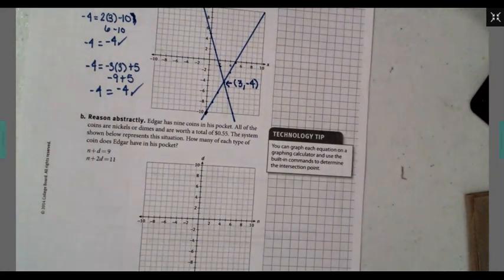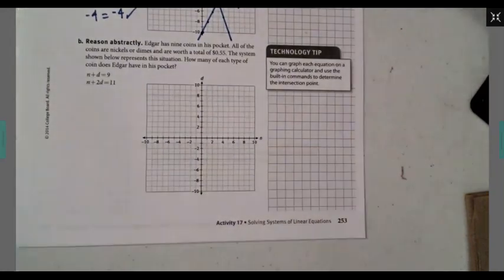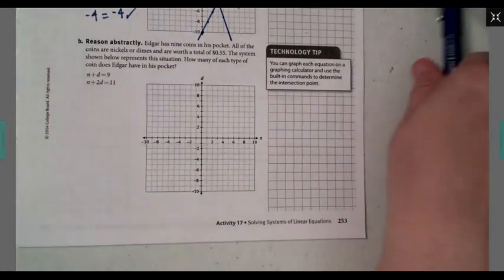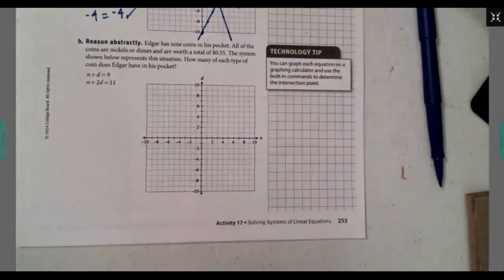B, reason abstractly. Edgar has 9 coins in his pocket. All of the coins are nickels or dimes and are worth a total of 55 cents. The system shown below represents this situation. How many of each type of coin does Edgar have in his pocket? Let N represent your nickels. Let D represent your dimes.